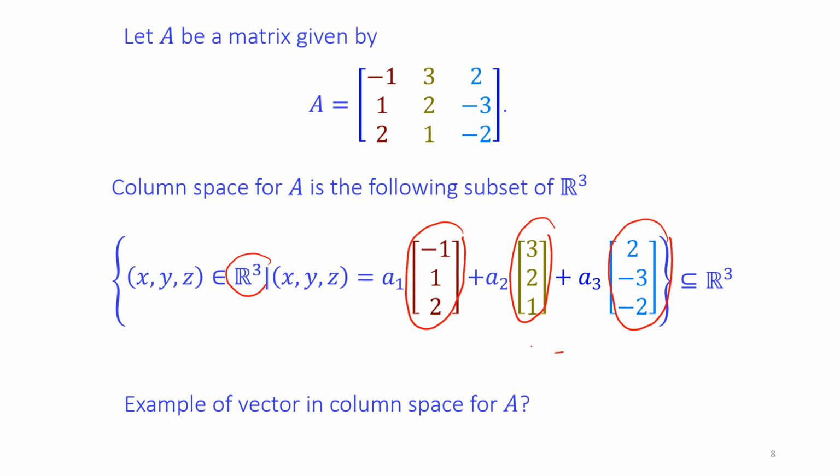So we might ask again, what is an example of a vector in the column space for A? To get one example, we might choose a1 as 0, a2 as 1, a3 as 1. So the example is (x, y, z) equal to 0, 0, 0 plus 3, 2, 1 plus 2, minus 3, minus 2, which is equal to 5, minus 1, and minus 1. So this vector is an example of a vector in the column space for A.